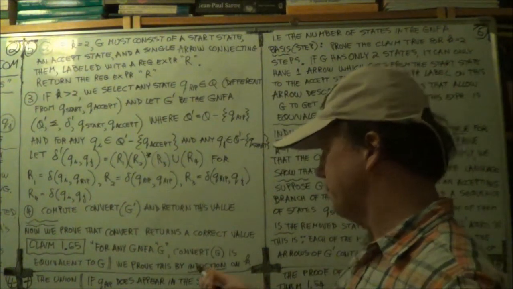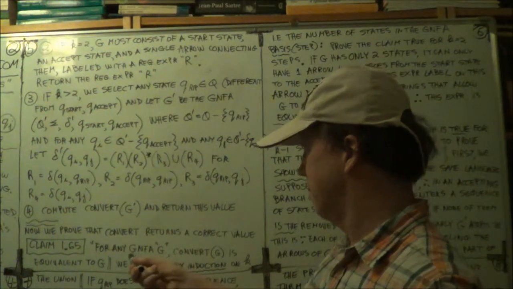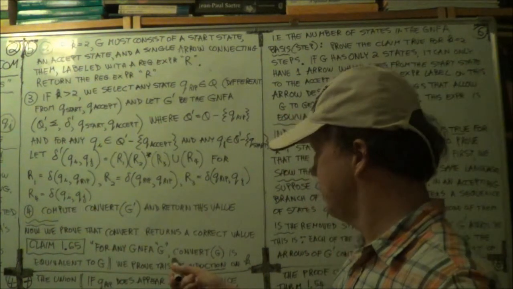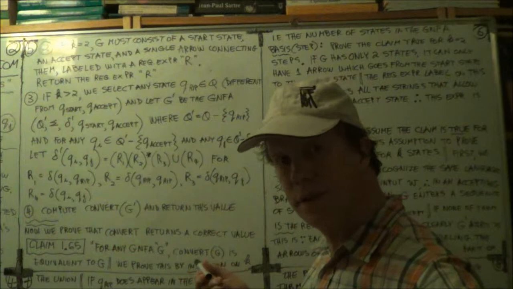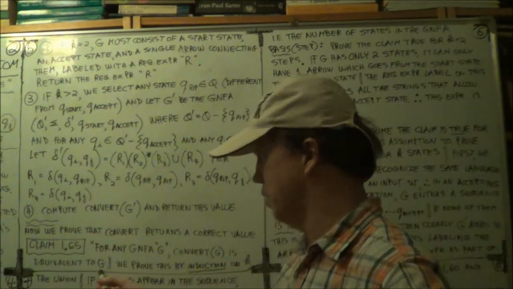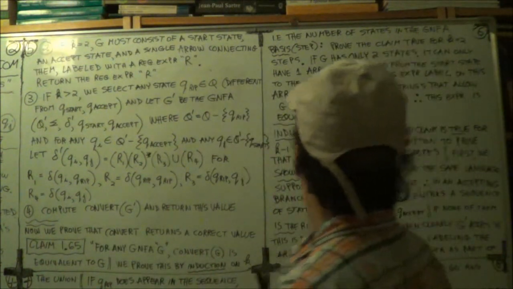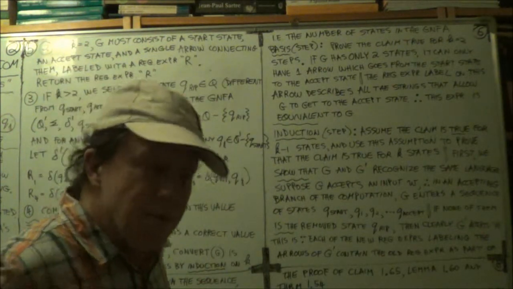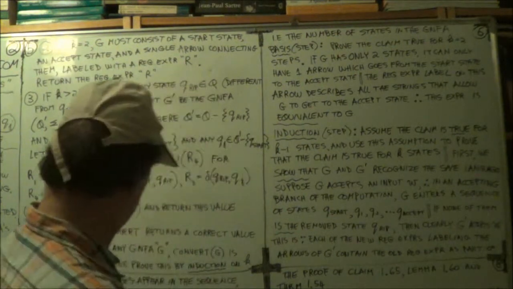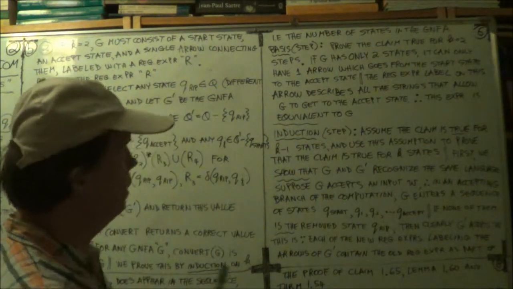So we're trying to show that GNFA is equivalent to G, and we're using convert as the means to do that. So effectively we're trying to prove that convert is equivalent to G. If you follow that logic, that's sort of essential. Okay, so now we concentrate on the inductive proof of this statement. In other words, that convert G is equivalent to G.